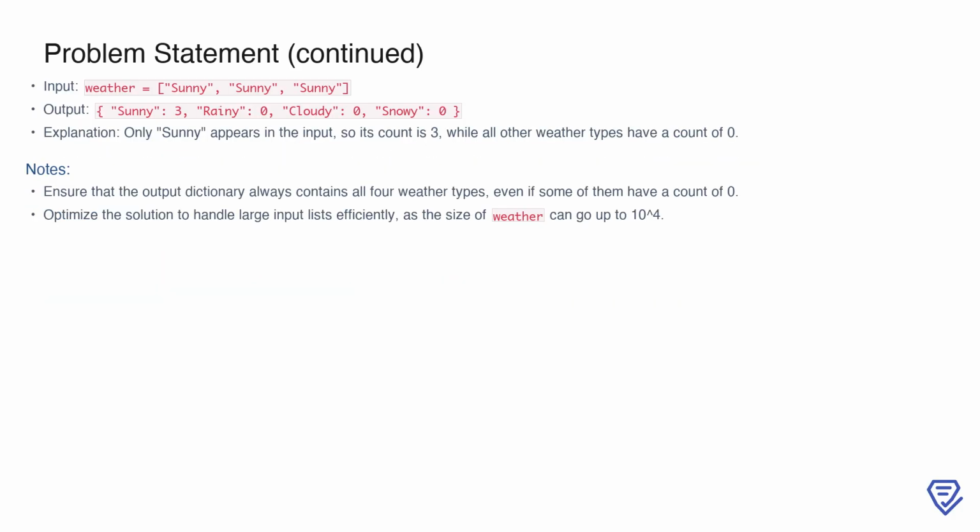Finally, consider the edge case where only one weather type dominates the input list. For instance, if the input is sunny, sunny, sunny, the output should be sunny: 3, rainy: 0, cloudy: 0, snowy: 0. This demonstrates that even when only one weather type is present, the output must still include all other weather types with a count of 0. Additionally, the solution must be optimized to handle up to 10,000 records efficiently, ensuring it can process large datasets without performance issues. By adhering to these requirements and including all weather types in the output, the problem guarantees a consistent and predictable result regardless of the input size or composition.